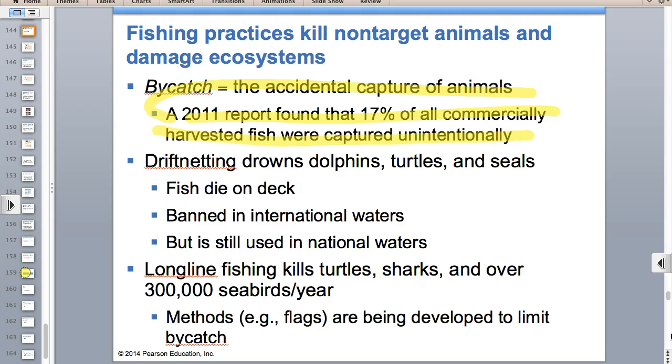Drift netting, like I said, I mentioned this. Drift netting drowns dolphins and turtles and seals. And so it's banned in international waters, but it's still used off of coastline. So what is it, that first 50 miles of coastline before you get to international water, something like that? So anyway, long line fishing, still the same.